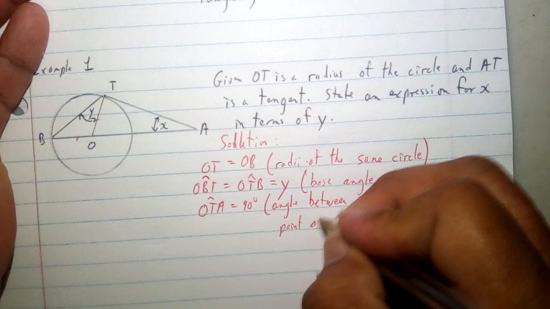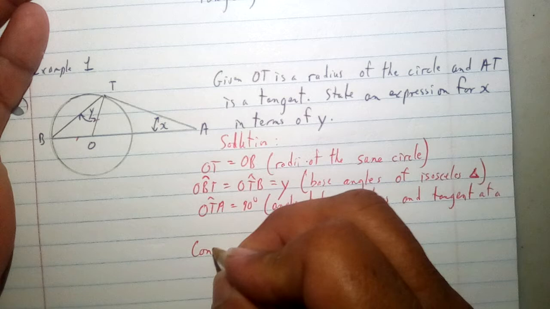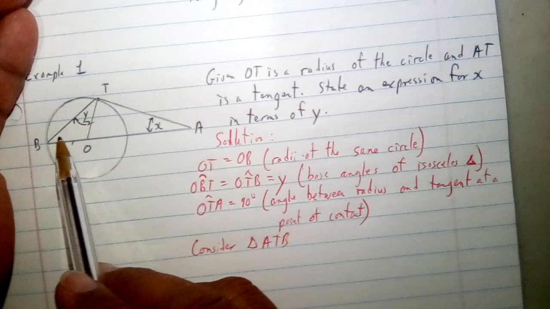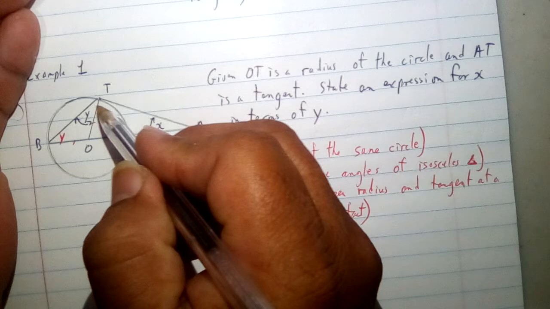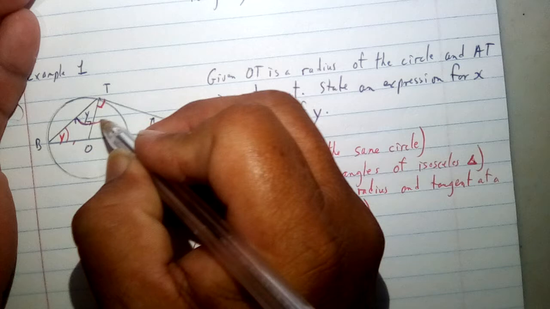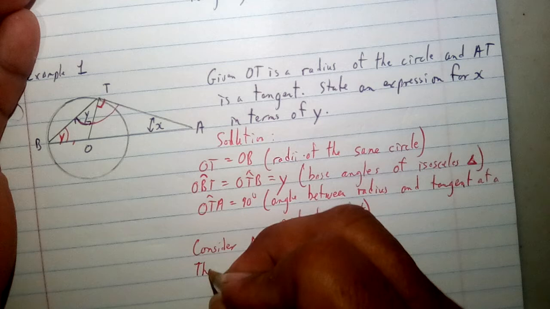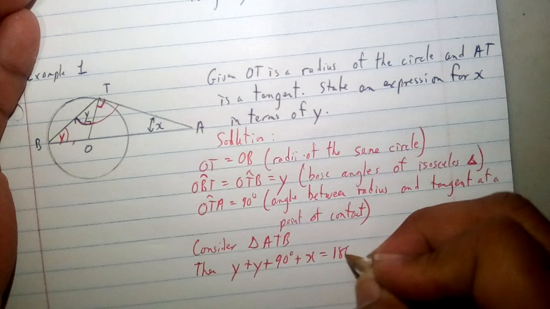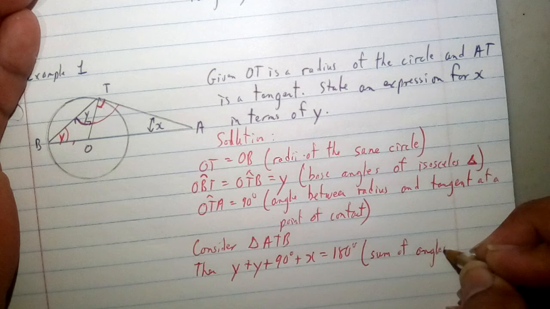Okay, considering now, consider triangle ATB. So let's consider triangle ATB. ATB, this whole triangle here, okay? This is y. So let me put y here also. This is y. We know that now. So we know this is 90. So we can say that this angle plus this angle plus this angle will give us 180 degrees. Then y plus 90 degrees plus x is equal to 180 degrees. Why? Sum of angles of a triangle. That is the grand total angle of a triangle.